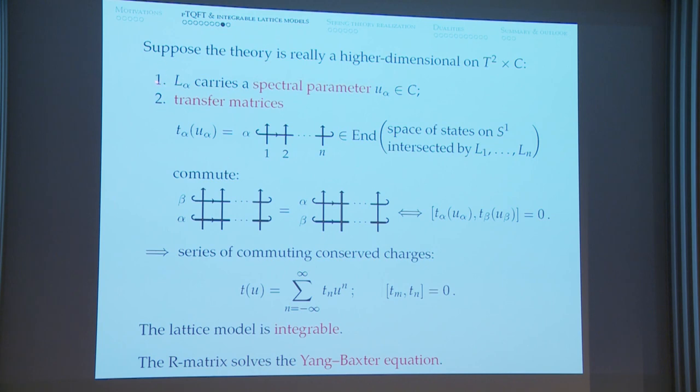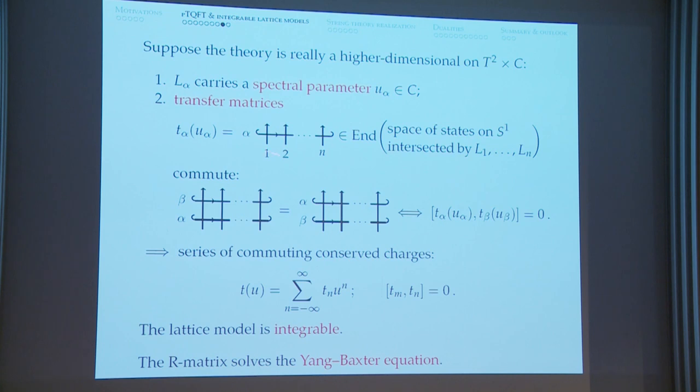This implies two things. The first, each line operator carries a continuous parameter, which I call the spectral parameter of the line, u_alpha, which is nothing but the location of that line in C. So it gives you naturally a continuous parameter. Second, I can define something called the transfer matrix by this picture. This is an alpha horizontal line making a loop in the horizontal direction and intersected by segments of vertical lines. This picture defines an endomorphism in the space of states on a circle intersected by these line operators. So I have some initial state here, and after the action of the transfer matrix it gives you another state which lives here.